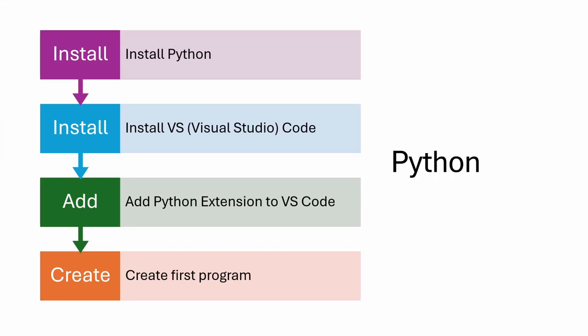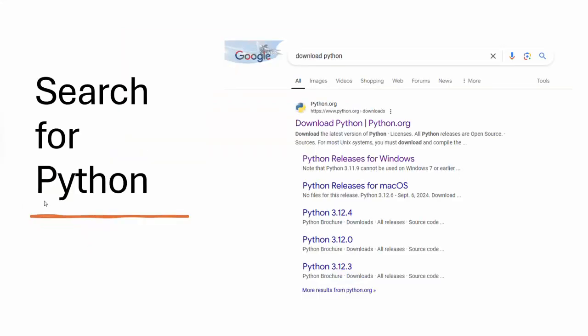So the first step is to search for Python. You can just go into any kind of a browser and type in download Python. When I did it, the very first thing that it brought back was python.org. And so I clicked on the download Python, and you're going to notice in my list that it shows it for a variety of different operating systems.